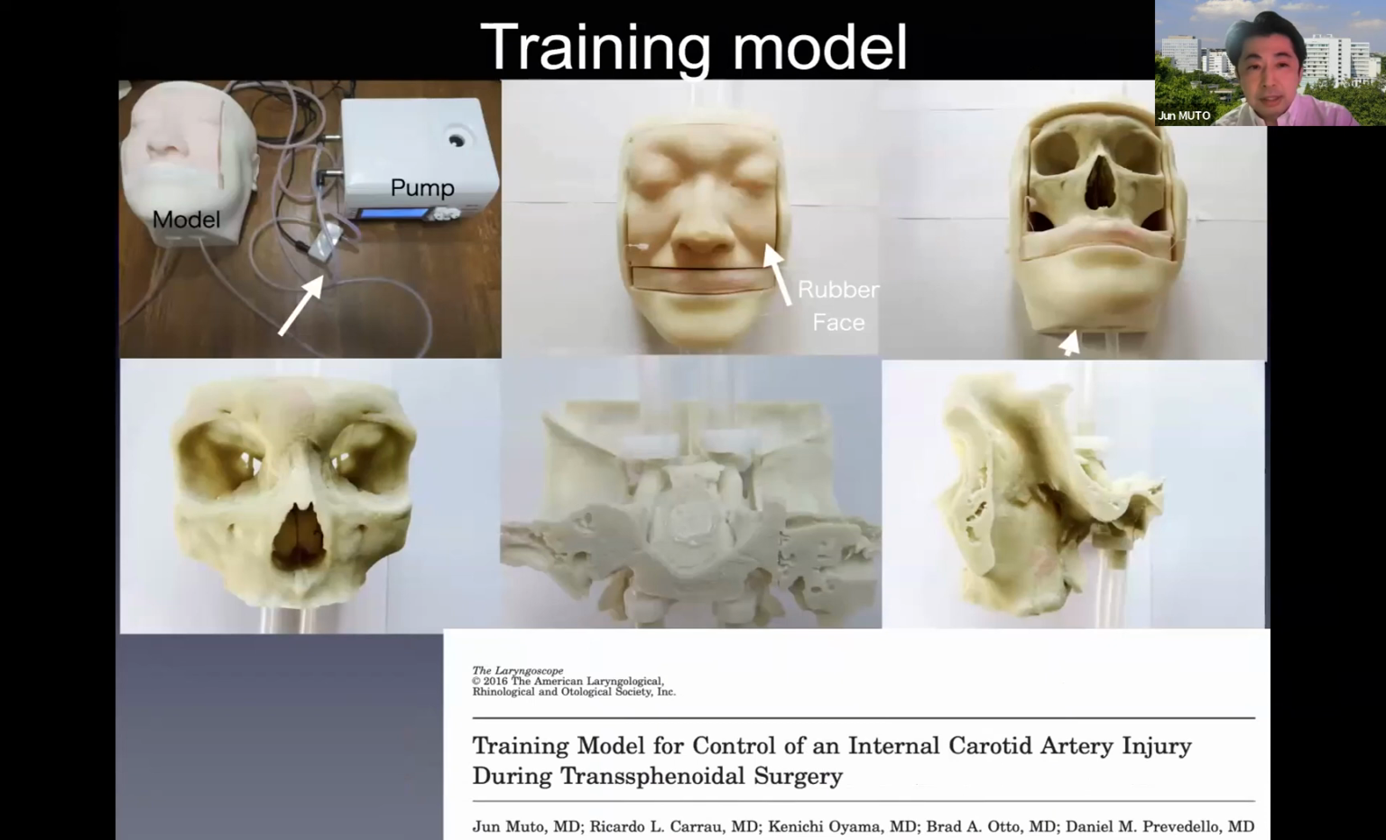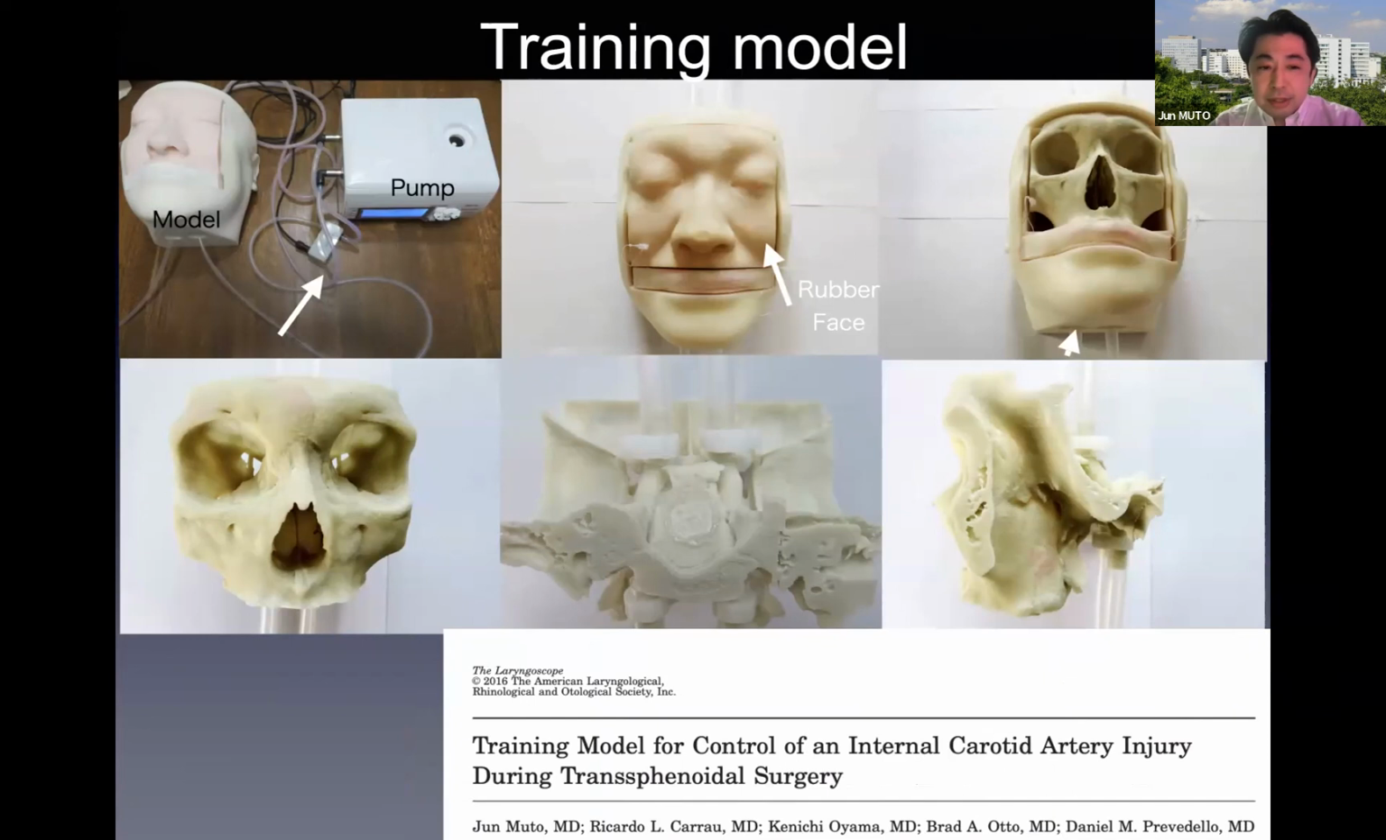So this is a model we developed. We just connect it to the pump with 100% artificial blood, put rubber on the surface, and it was just made by a 3D printer like this.